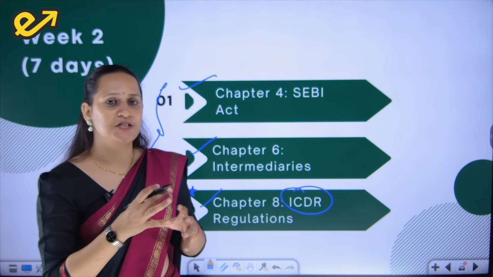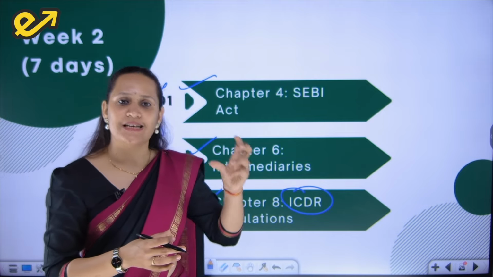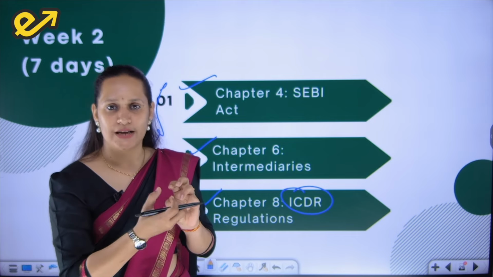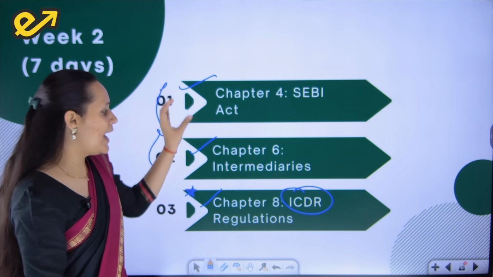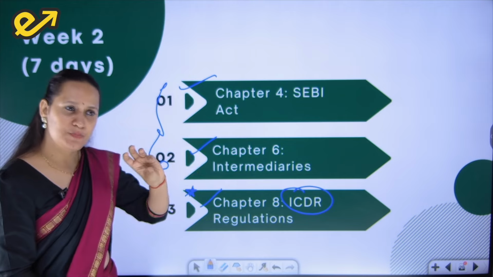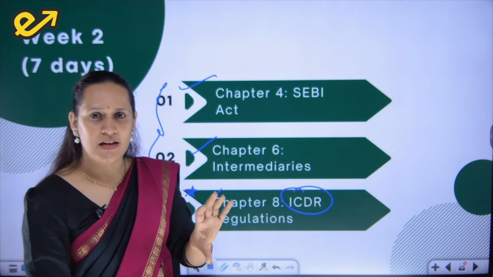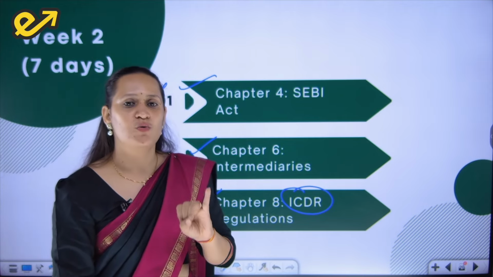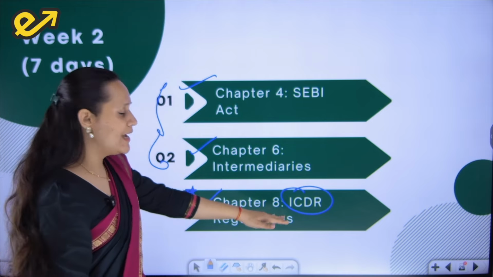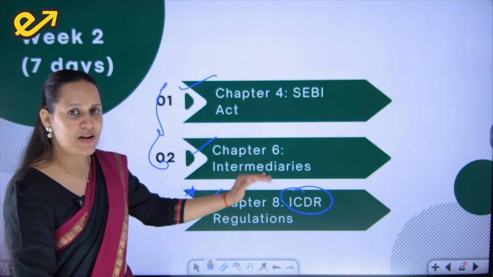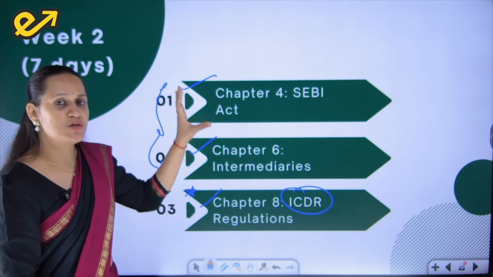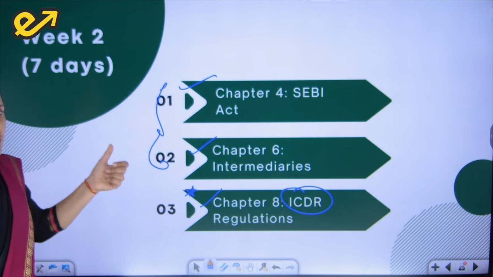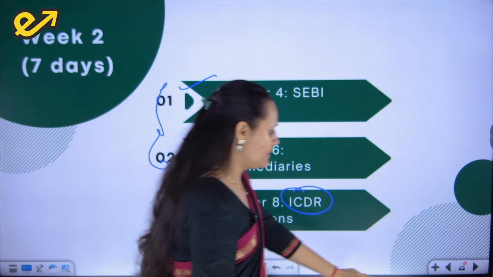So I have clubbed the chapters in a way where you will have some easy chapters and some complicated chapters. Here the SEBI Act and the chapter on intermediaries are predominantly general theory based, not a lot of rules, regulations and provisions, whereas ICDR regulation is very complicated, so I have clubbed that with the easier chapters. So this is what you have to complete in week 2 over 7 days.